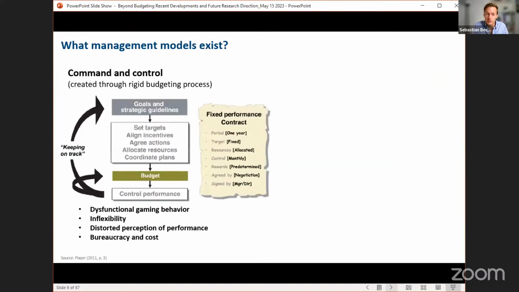So then the question is, what management models actually exist right now? And there is the one management model that we're all familiar with, and we can call this the command and control management model. And we can say the command and control management model is created through the way we budget. So the way we budget traditionally, we can call this traditional budgeting.